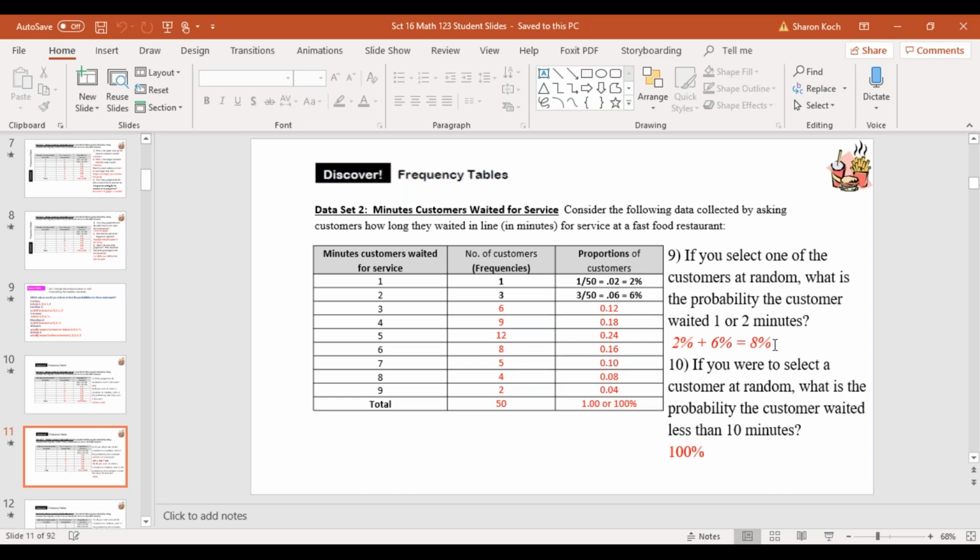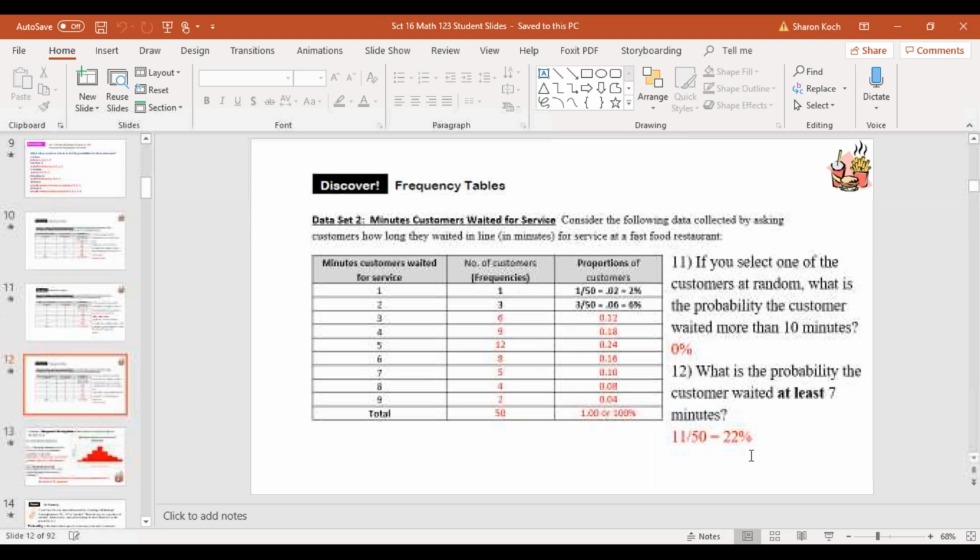Okay. What's the probability somebody waited less than 10 minutes? Well, that's 100% because everyone in this survey waited 9 minutes or less. No one waited more than 10 minutes. And here's another one, number 12. What's the probability the customer waited at least 7 minutes? So remember, when they say at least, that could mean 7 minutes, 8 minutes, or 9 minutes. If we add these up, that's 11 out of the 50, or 22%.